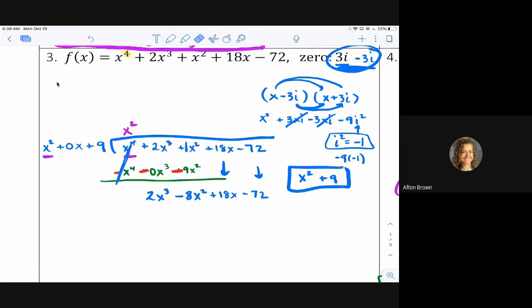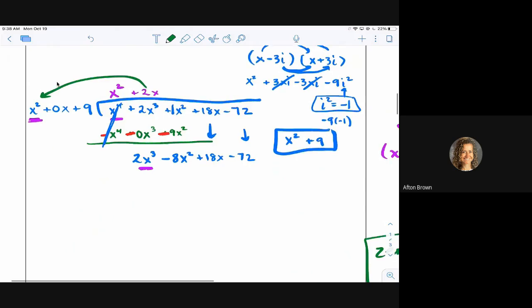Now repeat. When we repeat the process, we always say, okay, this first term, we're trying to get to be this first term. What do we have to multiply x squared by to get 2x cubed? 2x. So I put a plus 2x up here, and then we distribute again. This 2x multiplies. So that gives us a 2x cubed. 2x times 0x, that's a 0x squared. 2x times 9, we get an 18x. Now what?